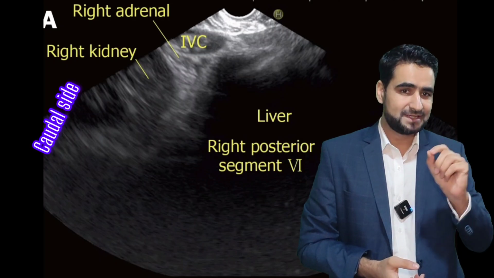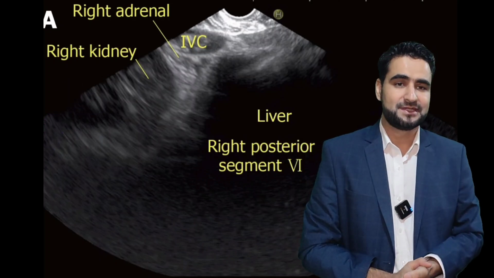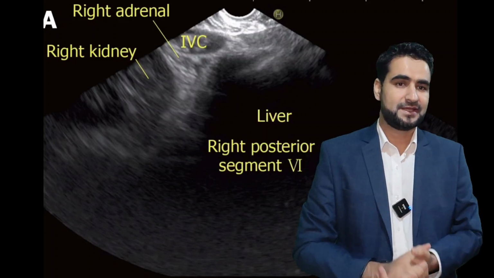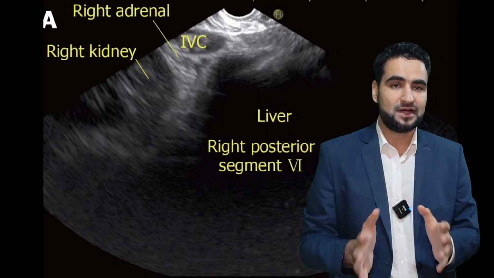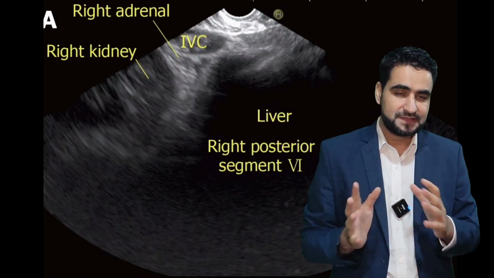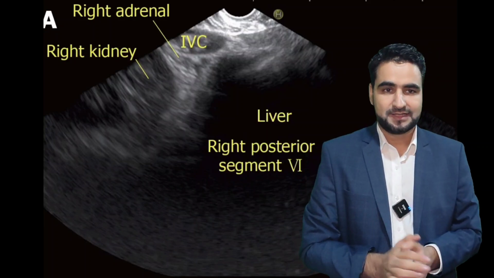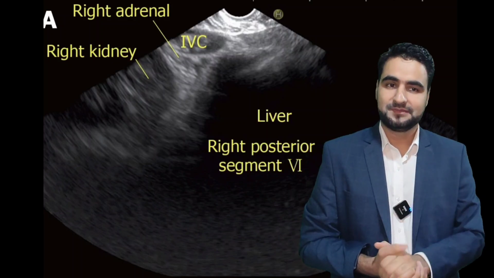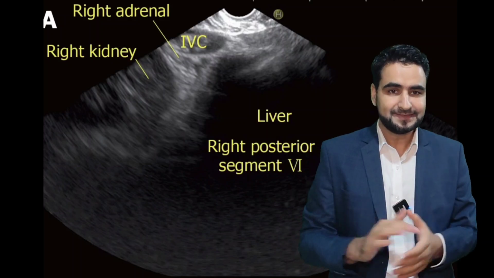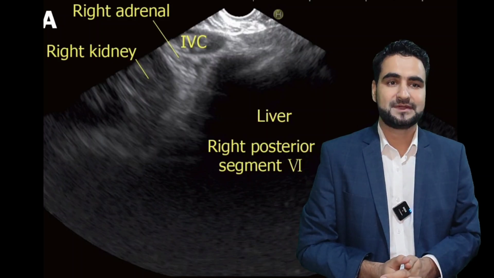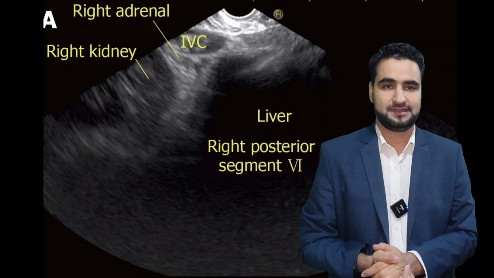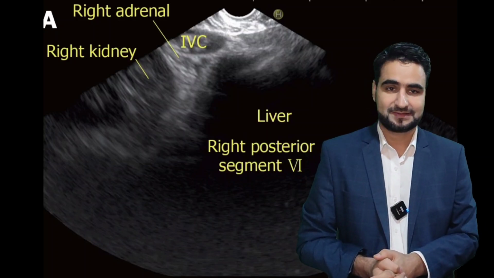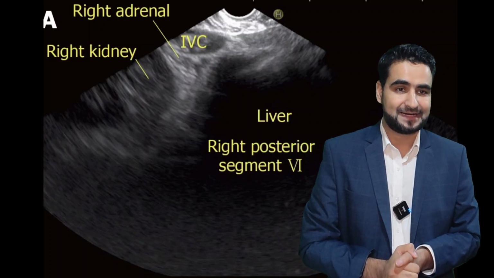In this image, we begin with the scope in the descending duodenum pointing posteriorly. Here is what you will see. The inferior vena cava appears as a large, round anechoic structure. Just posterior to the inferior vena cava, the right adrenal gland is visualized. Inferior to that, the right kidney may also be seen. The adjacent right posterior liver segment, that is segment 6, comes into view anteriorly. This initial view helps orient you to the retroperitoneal landmarks and sets the stage for tracing hepatic structures.